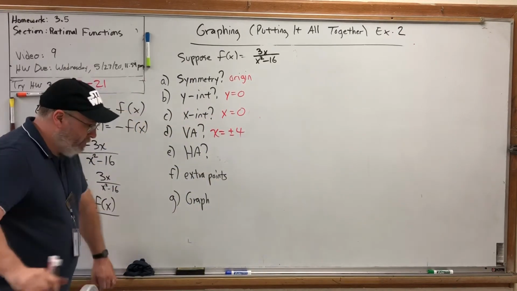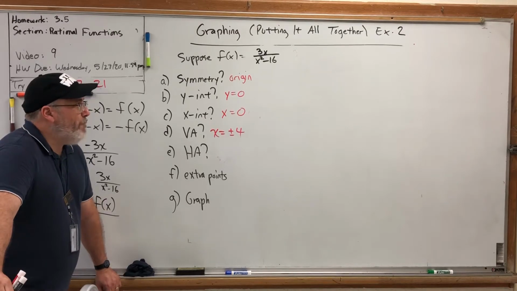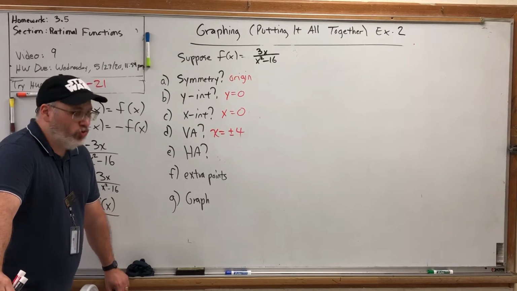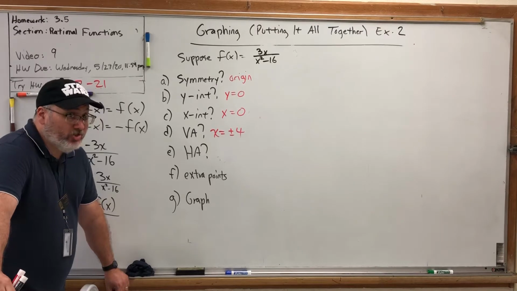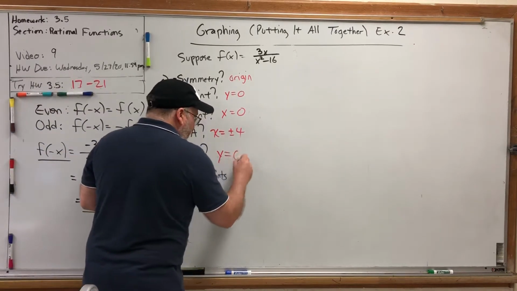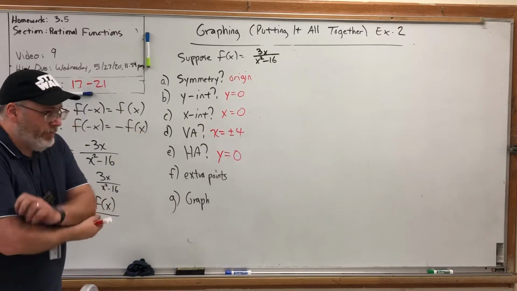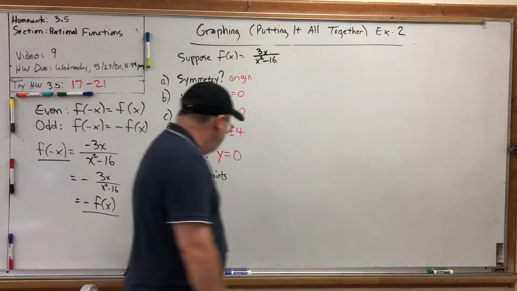Horizontal asymptote, compare degrees. The degrees do not match. The degree in the denominator is greater. And when the degree in the denominator is greater, the horizontal asymptote is y equals 0. If it were the numerator, there would be no horizontal asymptote.